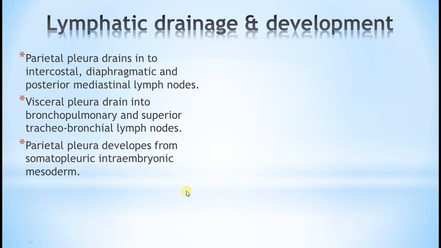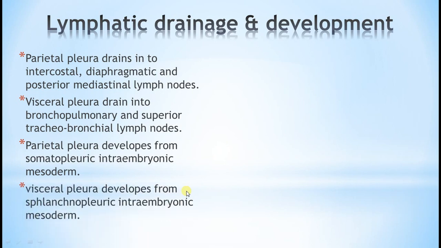So parietal pleura develops from somatopleuric intraembryonic mesoderm. Your mesoderm divides into three parts. One on either side of the vertebra is called the paraxial. Then you have another condensation which is called the intermediate. Then you have the lateral plate. This lateral plate will divide into two, somatopleuric and splanchnopleuric.